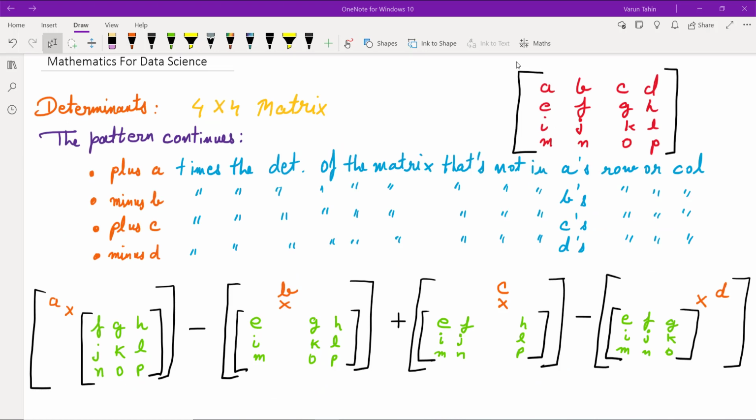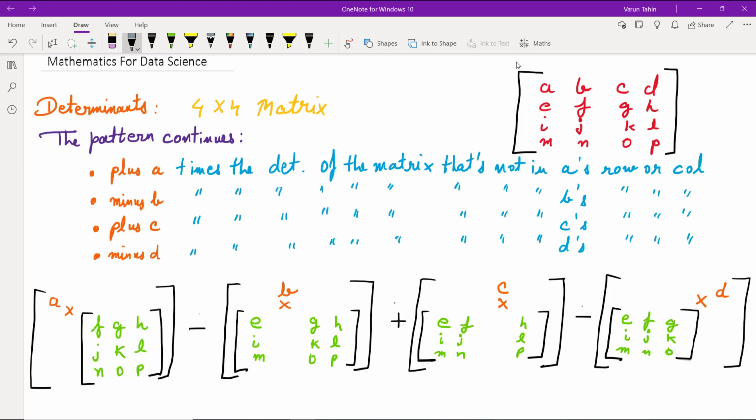And the pattern continues for finding the determinant of a 4 by 4 matrix also, wherein we will alternate the signs and then fix the first row, taking each of the elements in the first row and multiplying it by the determinant of the 3 by 3 matrix that is not present in that element's row or column.